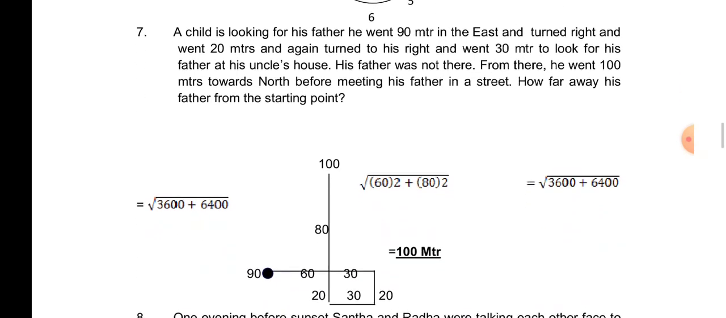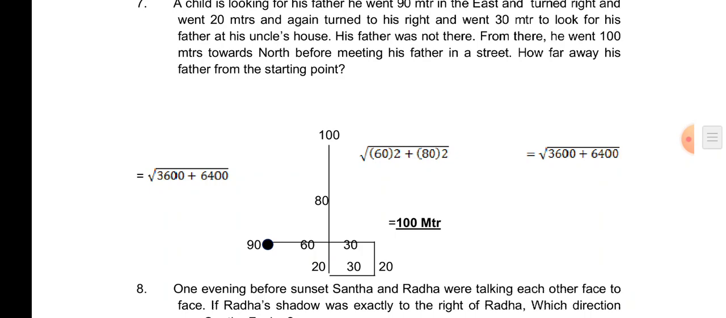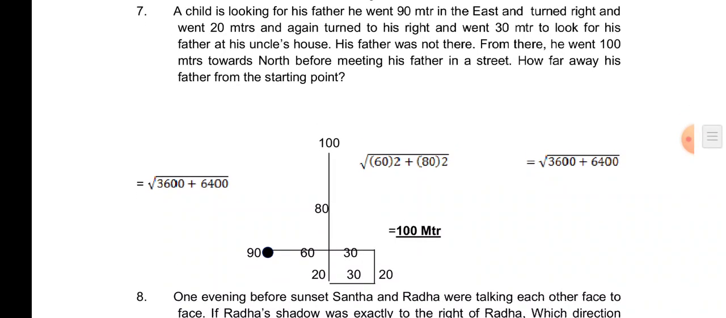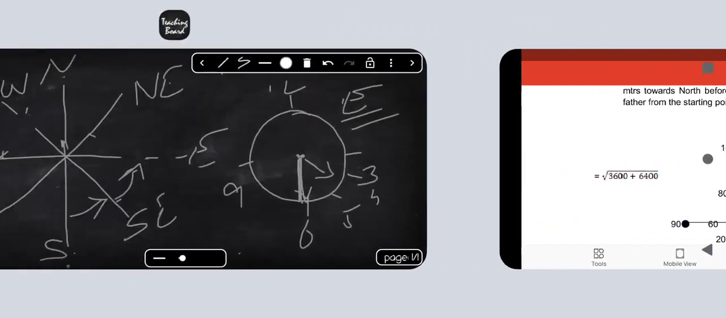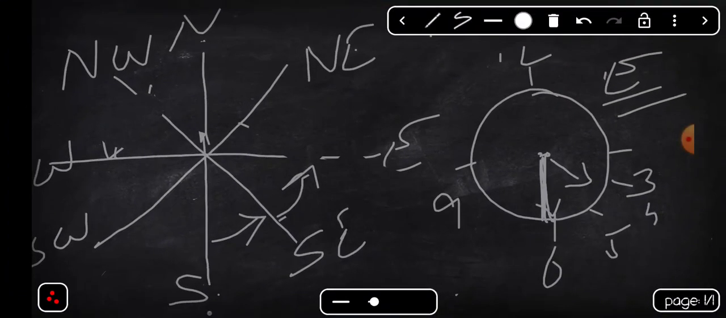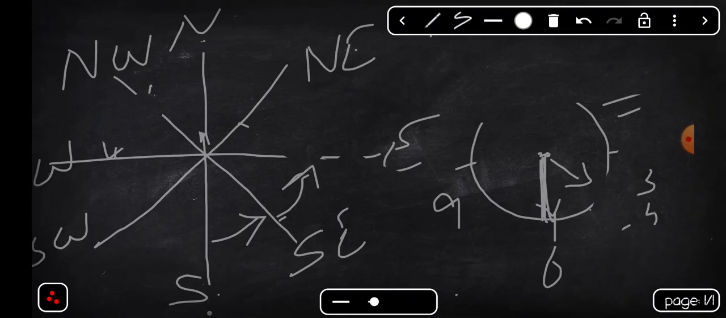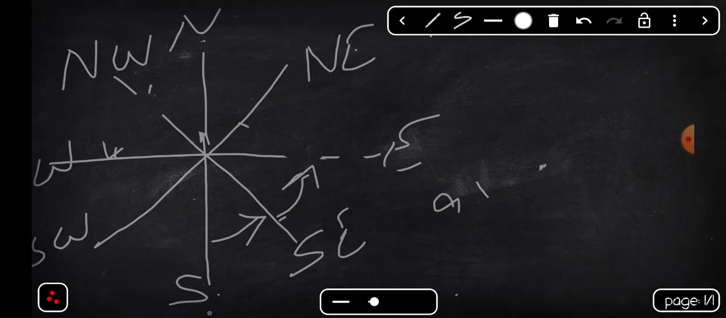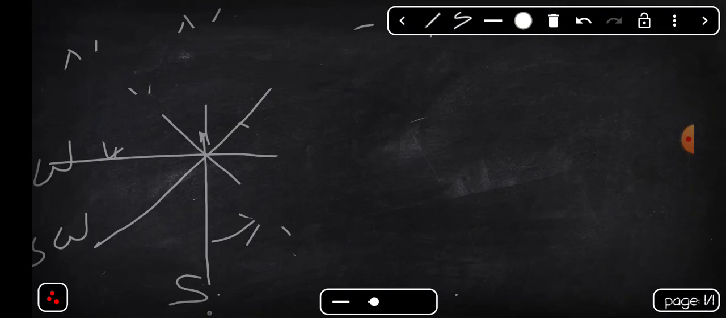Let us see how to solve this problem. I have already shown it in the question paper also, but I will make you understand on the blackboard. First we have to clear the blackboard. It is one of the easiest topics. Nothing to worry about.